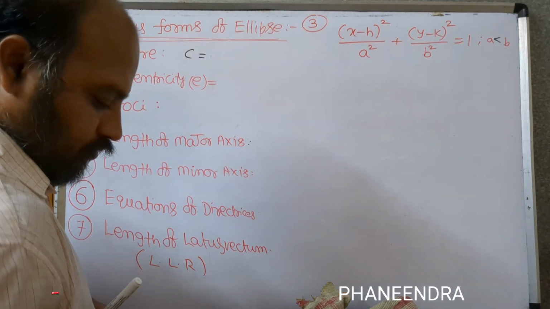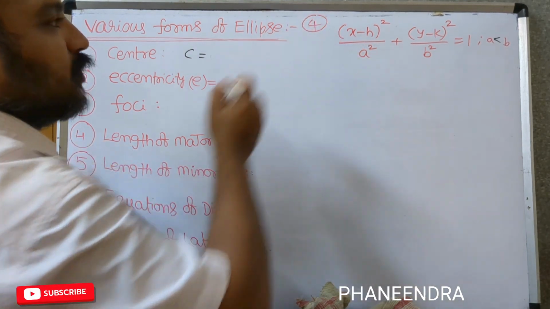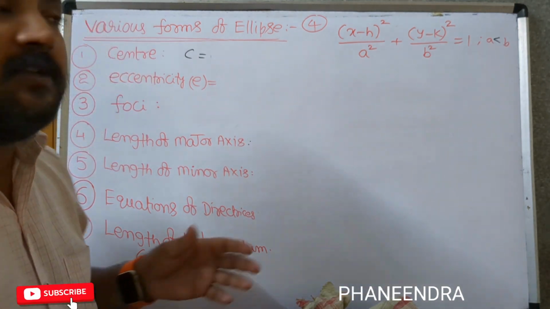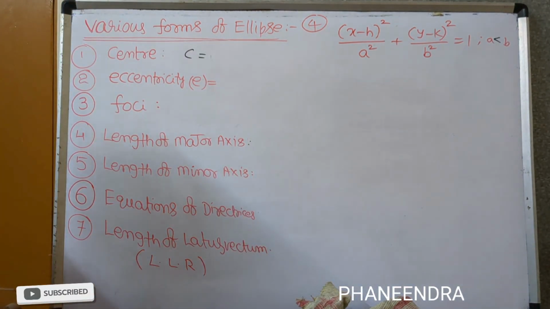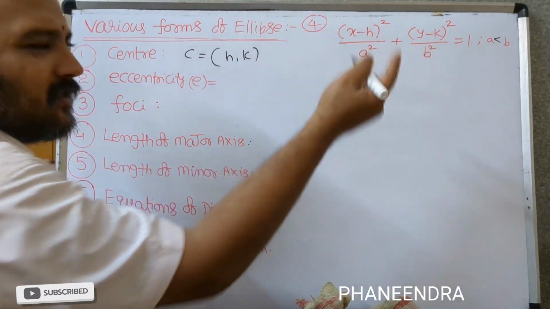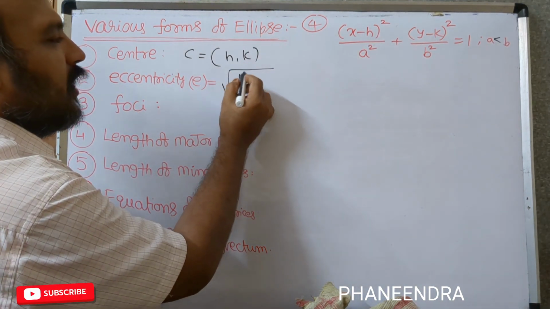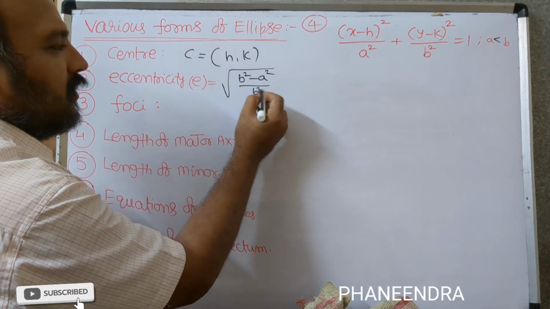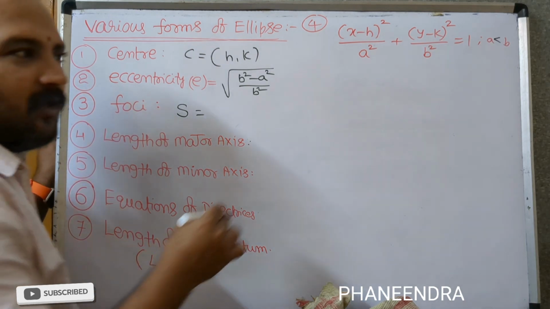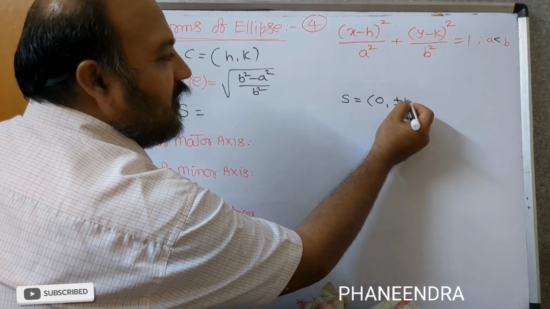Now, fourth model: x minus h whole square by a square plus y minus k whole square by b square is equal to 1 when a is less than b. The center is obviously h comma k, whenever it is not at the origin. When a is less than b, the eccentricity is root over b square minus a square by b square. Foci coordinates S: when a is less than b, S is generally 0 comma plus or minus be.